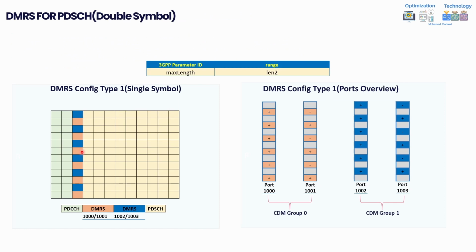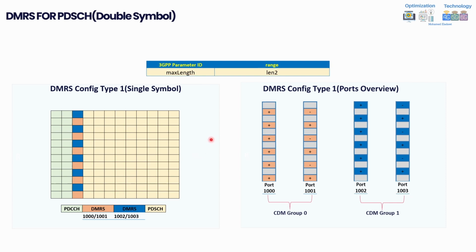Moving forward to the next feature, the second one is about the double symbol. For example, initially I explained to you about this configuration type 1 single symbol, right? First of all, this one is controlled by a 3GPP parameter called maximum length. The name can be different among vendors, but this is the 3GPP parameter name. If this is set to length 2, this means we now have double symbols.